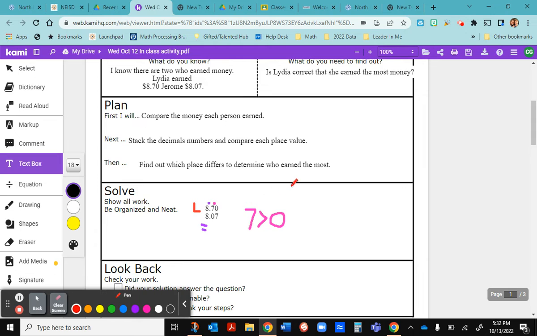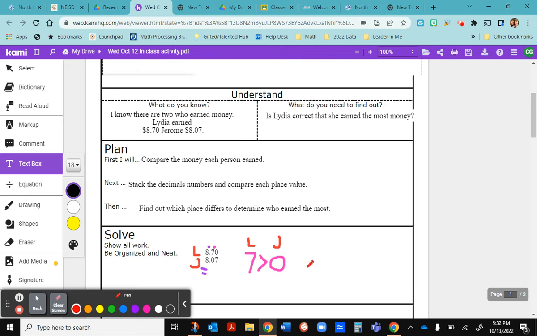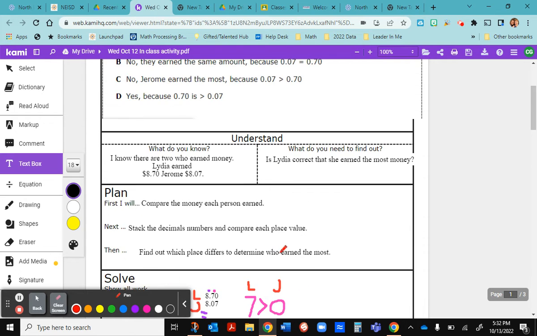L for Lydia and J for Jerome. Now I know that it's easy to determine who made more, because I can get those confused. So I know that, and I'm going to put the L here above the 7, greater than my inequality, and J for Jerome. So now let's go back to our answer choices now that I have this down.